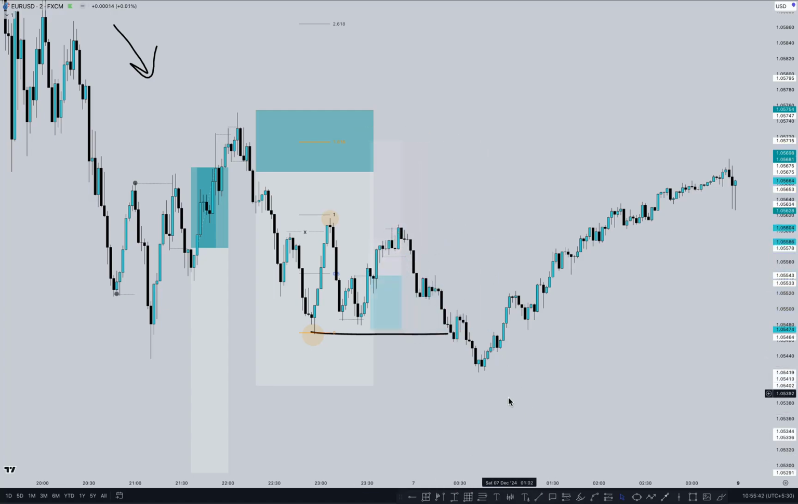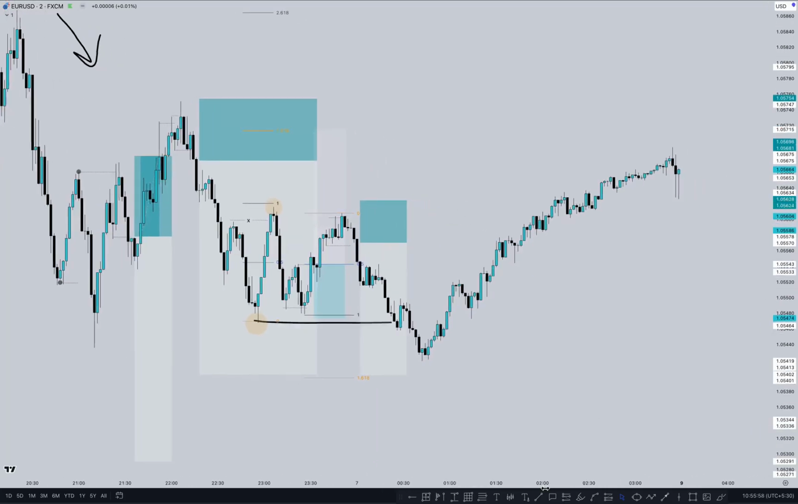Break this one, and we can again plan for the sell right here. Put the stop loss just above the high, and where is the target? The target is based on the Fibonacci 1.618. So this is exactly how you can take entry in a lower time frame, and the same thing is applicable after this one.